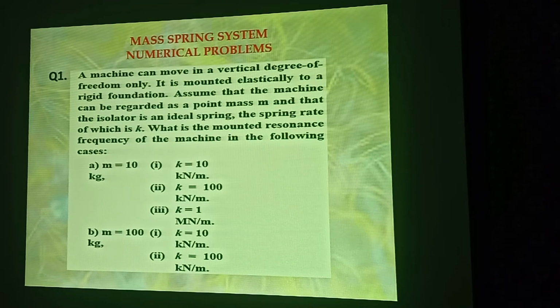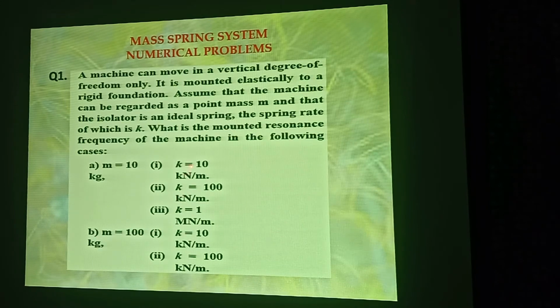In order to find the resonance frequency, we have a formula. Fn is equal to 1 divided by 2 pi into square root of k over m. Before finding the natural frequency, we should know the value of k, the stiffness of the elastic body, and m, the mass of the block. In case A, we are provided with the mass of the block, which is constant for three cases, and in case B we are given a mass of about 100 kg, which is also constant for the three cases.